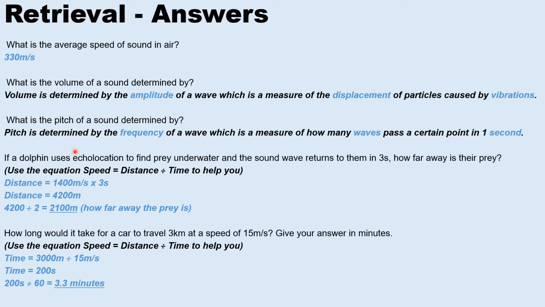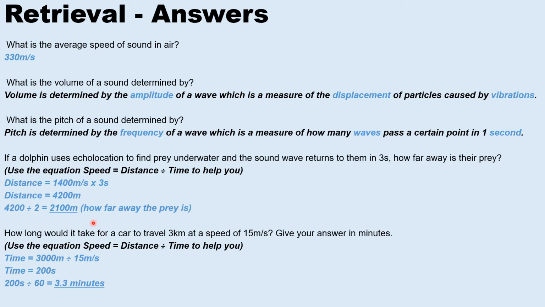So if a dolphin uses echolocation to find its prey underwater and the sound wave returns to them in 3 seconds, how far away is that prey? So use this equation to help you. So you will need to do speed equals distance divided by time. So your speed is 1400 meters per second. You times that by 3 seconds, and that means your distance is 4200 meters. And then you do 4200 divided by 2, and that is 2100 meters, which is how far away your prey is.